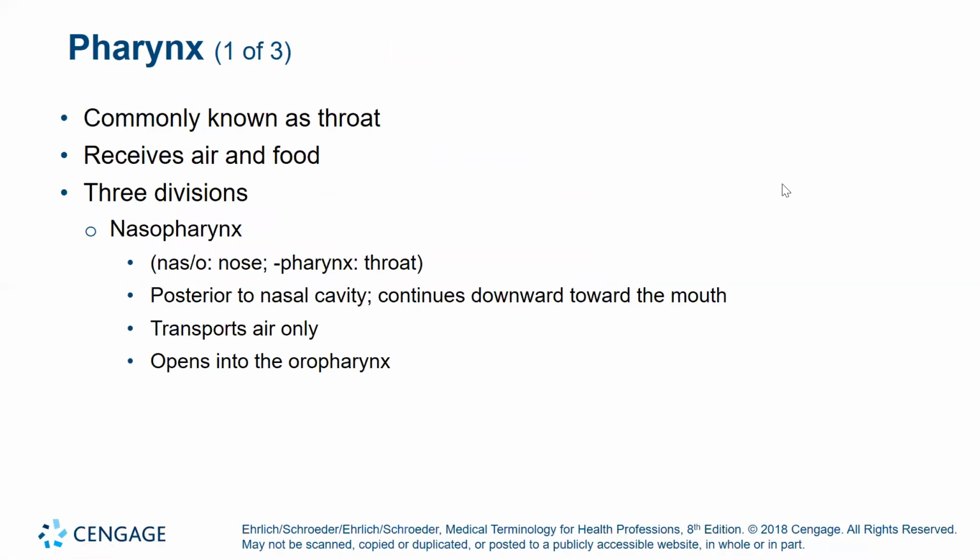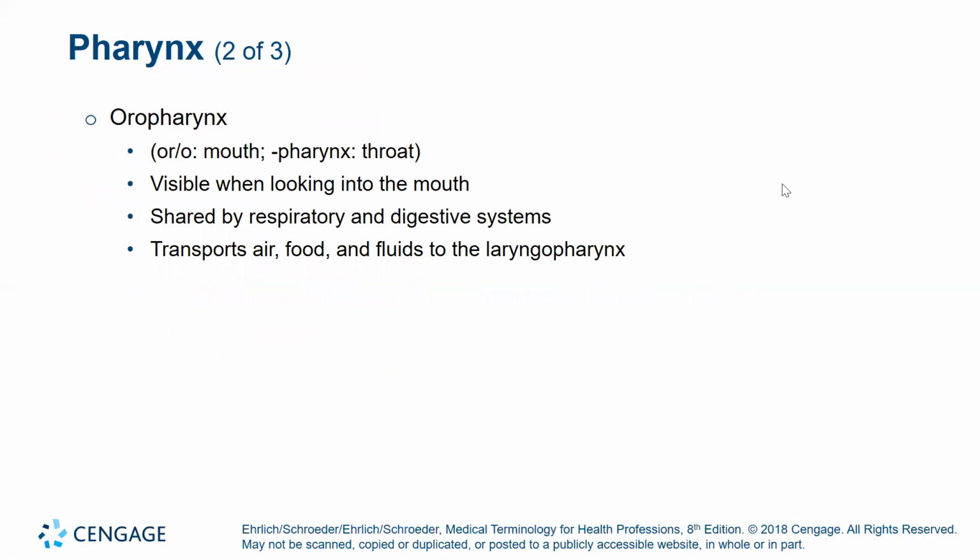With pharynx, also known as throat, it receives air and food. There are three divisions. The first one is nasopharynx. Naso is nose, pharynx is throat. So it transports air only. We have the oropharynx. Looking at this term, we can break it down. Oro is mouth, pharynx is throat. So this is visible when looking into your mouth.